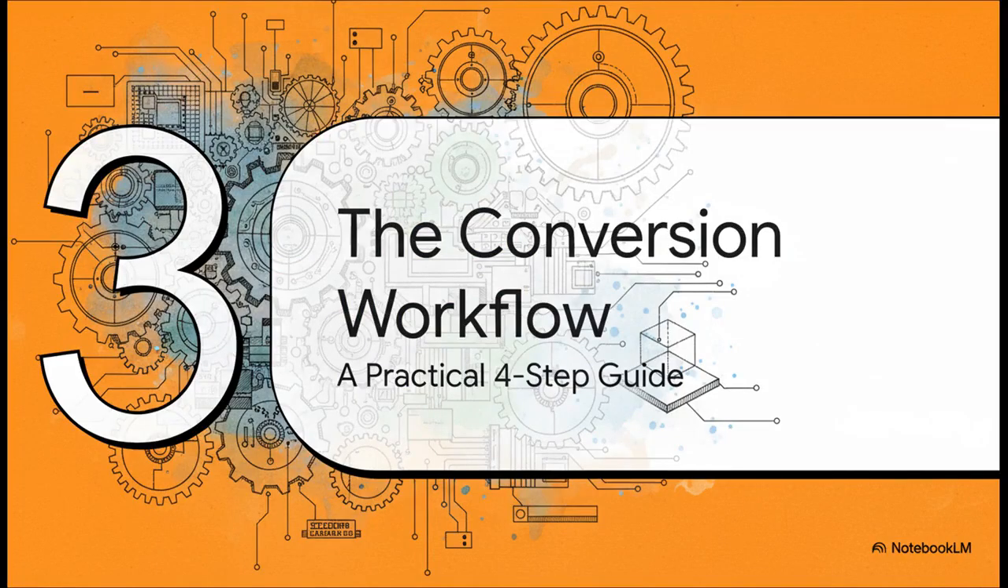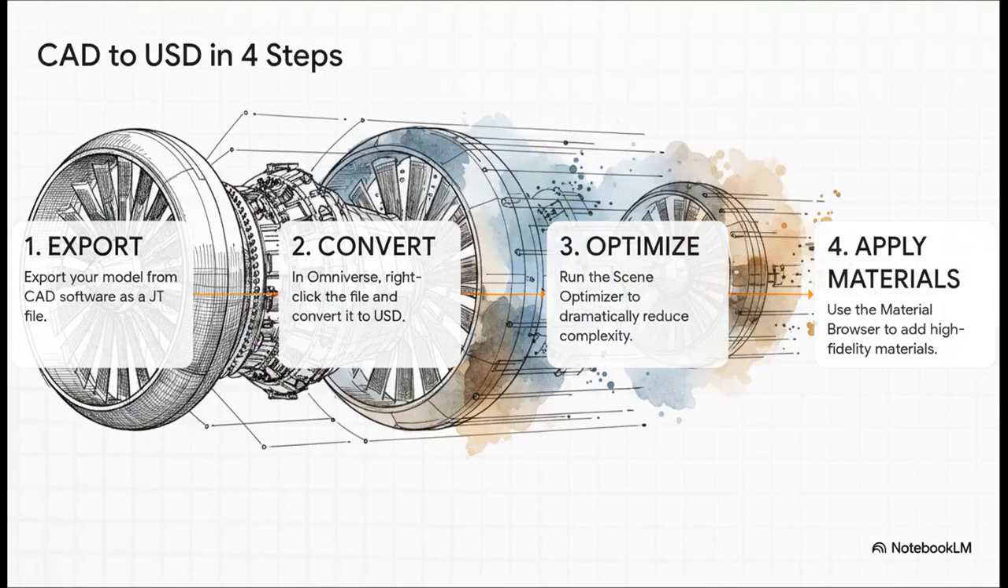Okay, theory is great, but let's get practical. How do you actually do this? Here's a super straightforward 4-step guide to take your CAD model and get it ready for simulation using this powerful framework. At the end of the day, the whole process really boils down to these 4 steps. First, you export from your CAD program into a format like JT. Second, you use a platform like NVIDIA's Omniverse to convert that file to USD. Third, and this is the magic step, you optimize it. And finally, you get to the fun part, applying all your high-fidelity materials.